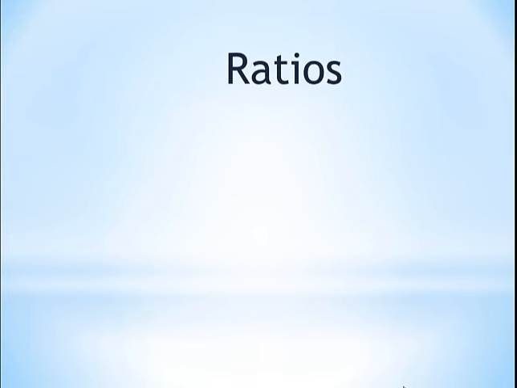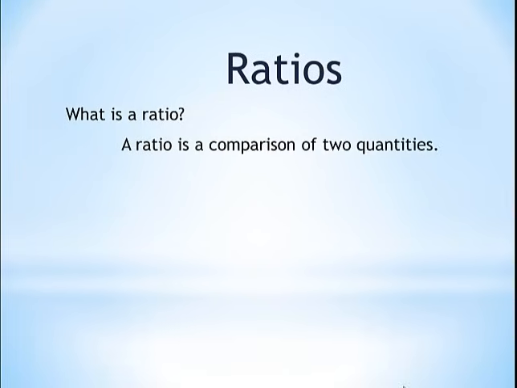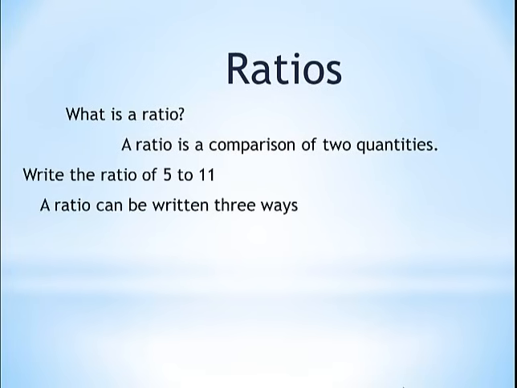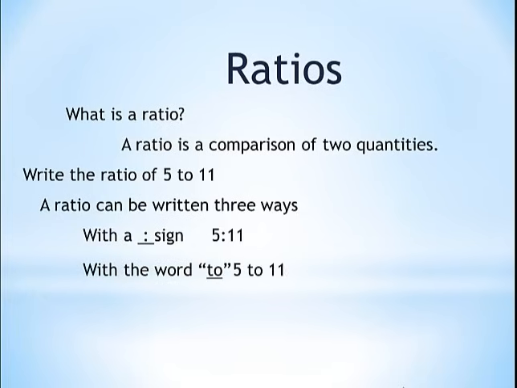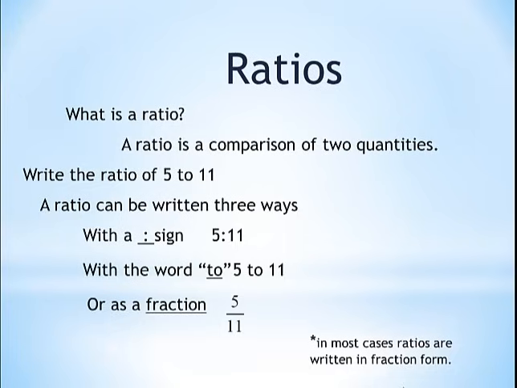A ratio is a comparison of two quantities. For example, if I wanted to write the ratio of 5 to 11, I could write it in 3 different ways. With the colon sign, which would be 5 colon 11. With the word to, which would be 5 to 11. And as a fraction, which would be 5 over 11. Go ahead and note that in most cases, we're going to use the fraction form of ratios. Go ahead and hit pause and copy these down.